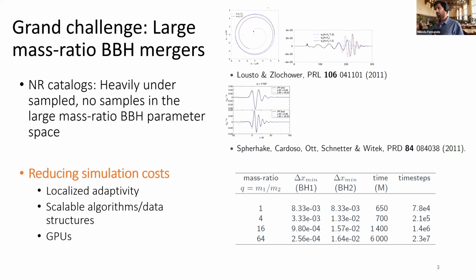And this is because when we increase the mass ratio, we require the smaller black hole to have increased refinement, and most numerical relativity codes use explicit time integrators. Because of the CFL condition, when we refine the smaller black hole, we increase the spatial resolution, and we also increase the time resolution, governed by the CFL factor. So basically, that's why large mass ratios become very expensive to run.